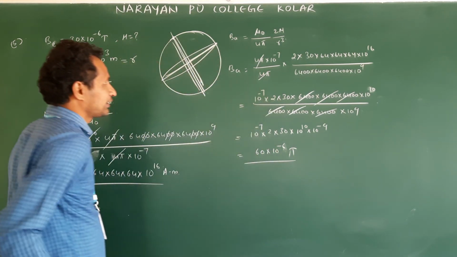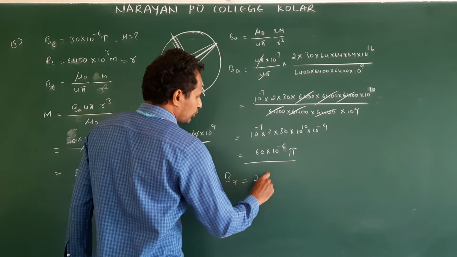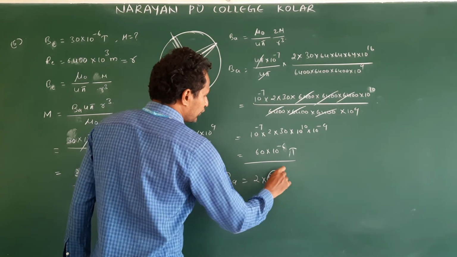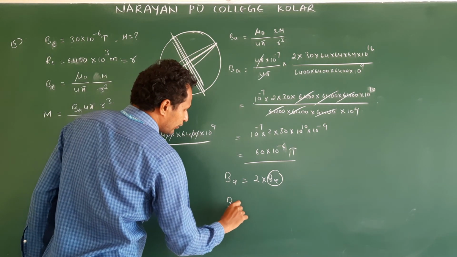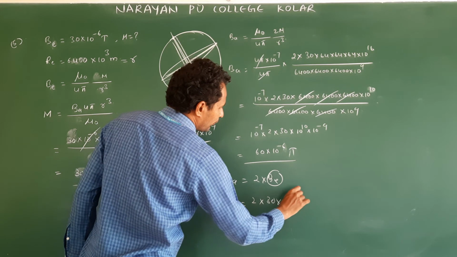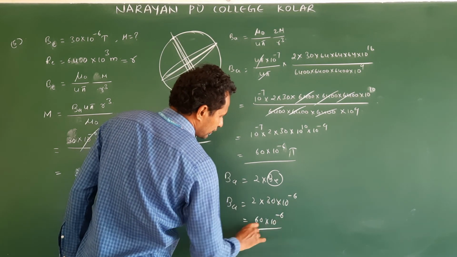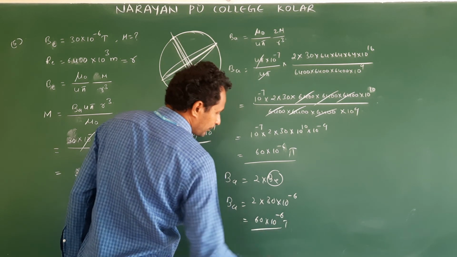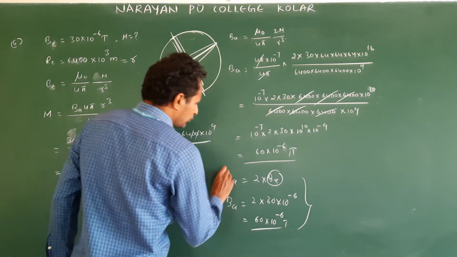And this is the calculation. Or we have a relation. What is the relation? BA is equal to 2 into BE. The equatorial field is already given. What is that? 30. So BA is equal to 2 into 30 into 10 power minus 6, which is 60 into 10 power minus 6 Tesla. Understand? So this is very simple if we follow this method.